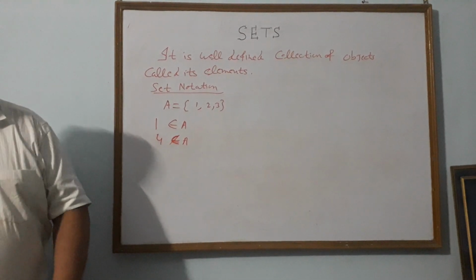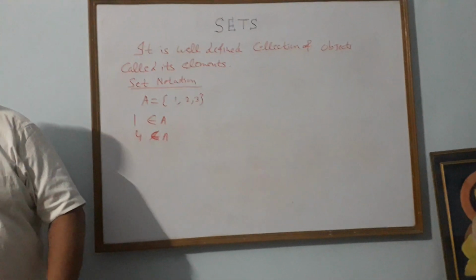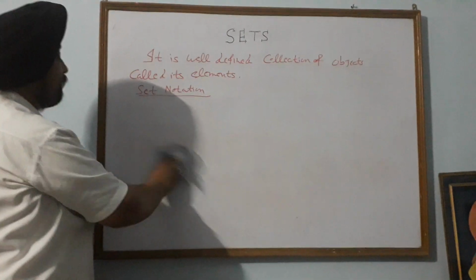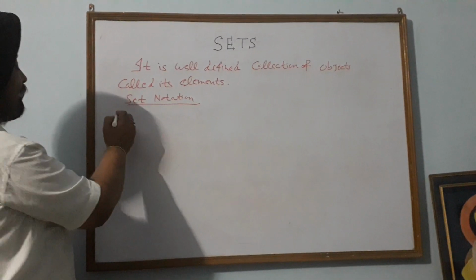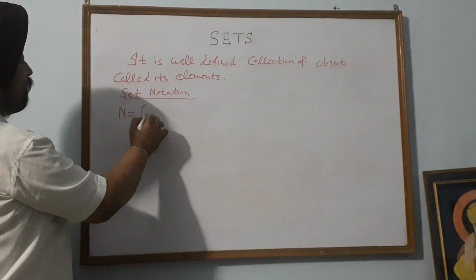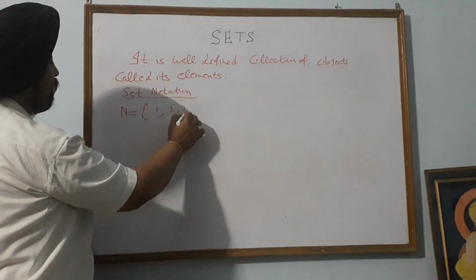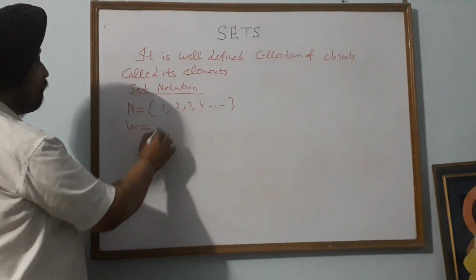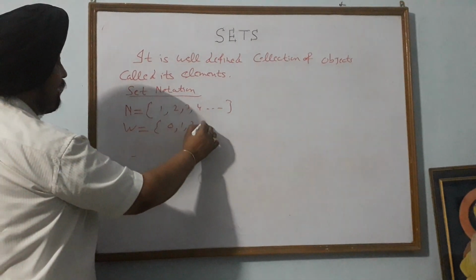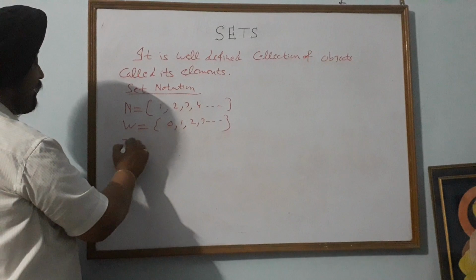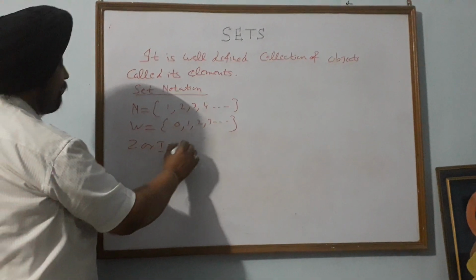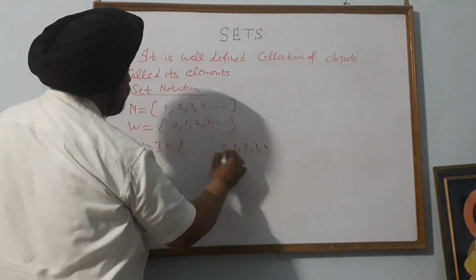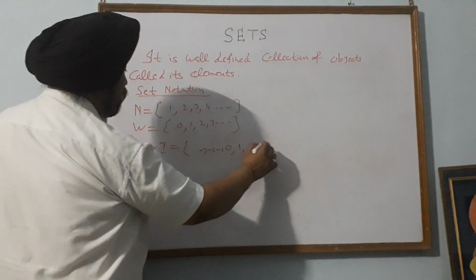In mathematics we have certain well defined sets, like the set of natural numbers, represented by N. You know the elements are 1, 2, 3, 4. Similarly, the set of whole numbers is represented by W, and it starts with 0, 1, 2, 3. Similarly, the set of integers is represented by Z or I. It contains the elements 0, 1, 2, 3, 4, minus 1, minus 2, minus 3, and so on.